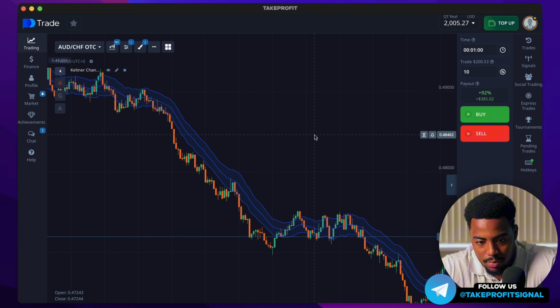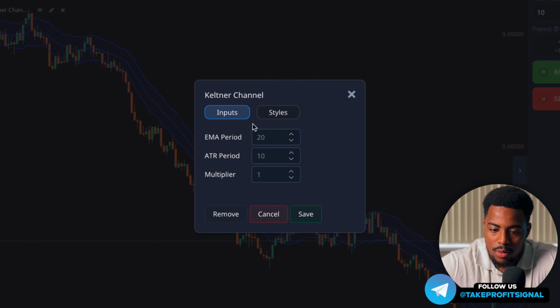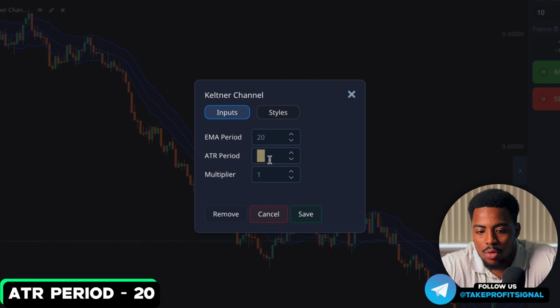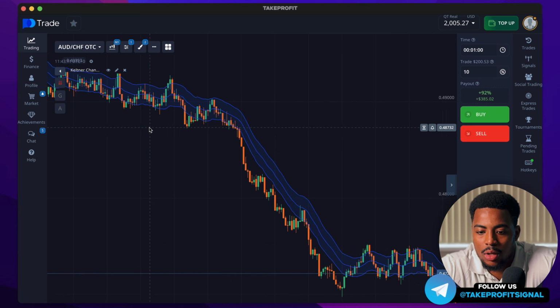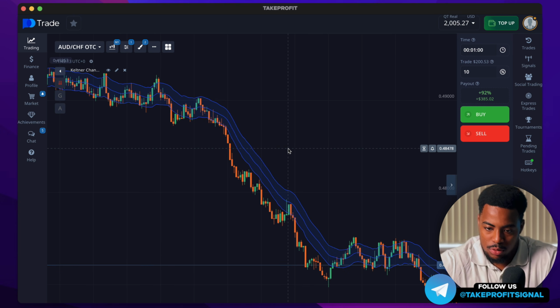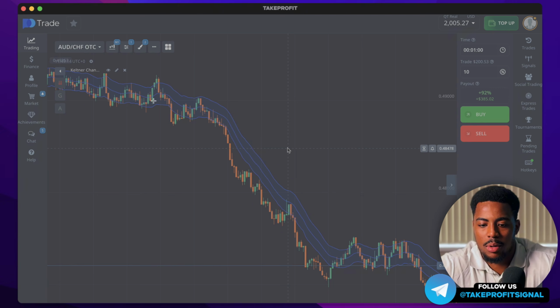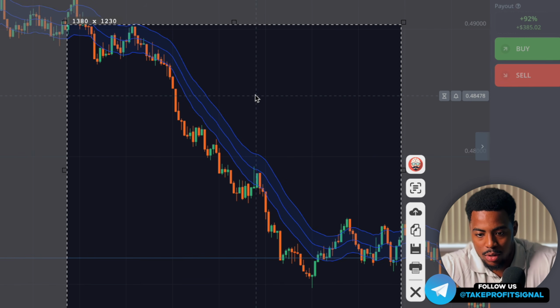Let's set it up. Here we will set the period to 20 to smooth out all the irregularities on this indicator, and save it. Let me explain the theory a little bit. We will trade these trend breakouts from this indicator. I'm talking about this zone.